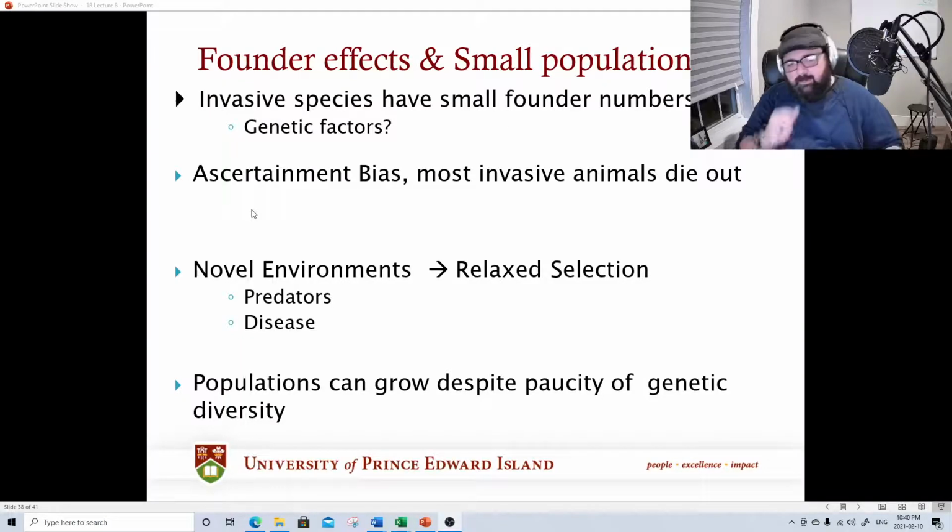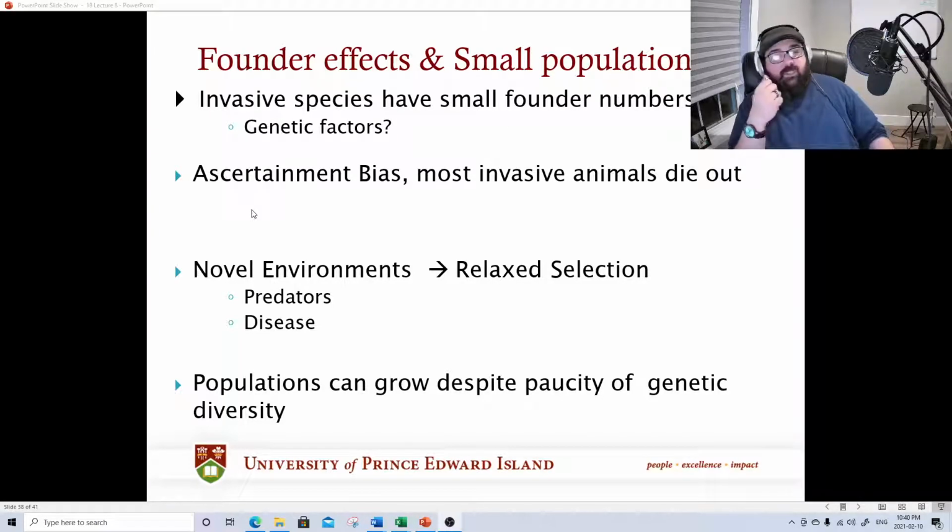The other thing to remember about invasive species is they're in a new environment where selective pressure is relaxed on them. They don't have predators and they don't have diseases they're used to. In those cases, if you have no predators and there are no diseases that affect you, your population can grow despite having really poor genetic diversity.